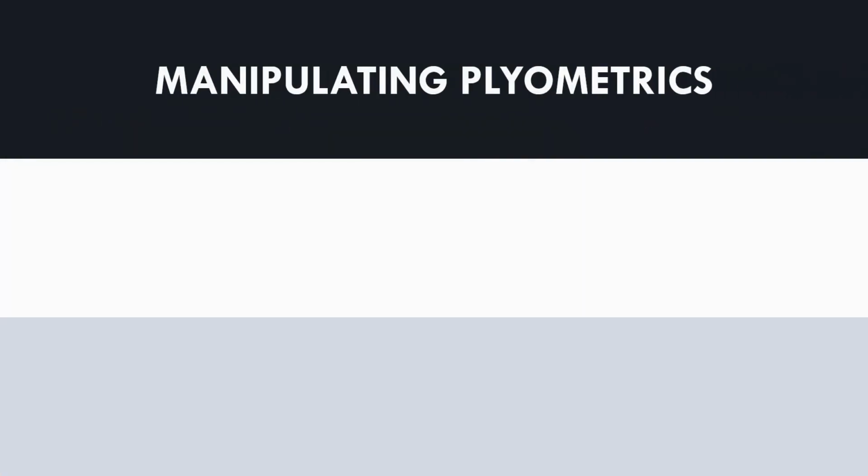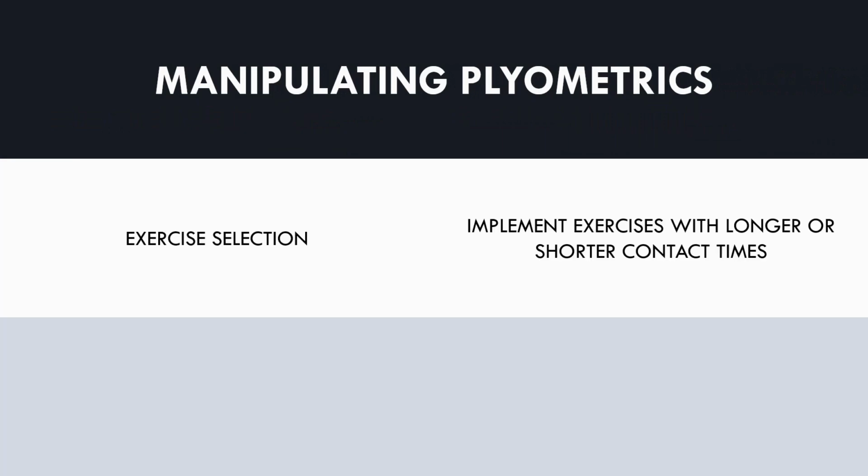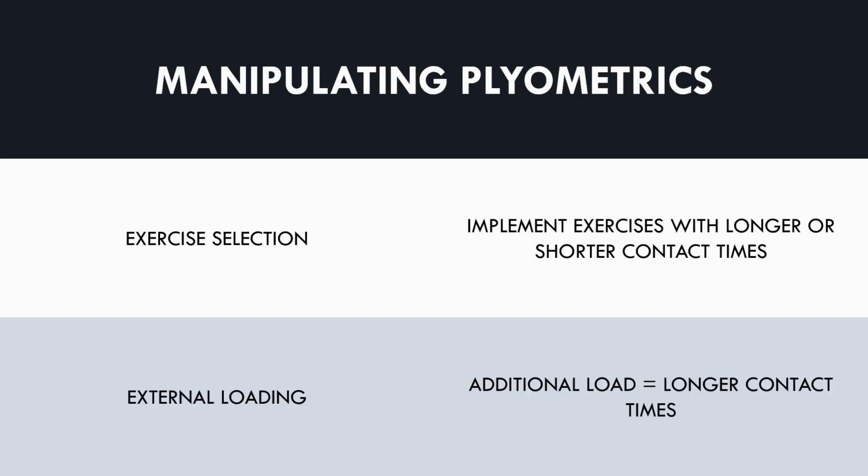The first is through manipulating exercises. Different plyometric exercises naturally involve faster or slower contact times, meaning that we can simply alter the exercises over time to achieve this progression. The second method is to add and remove external load.